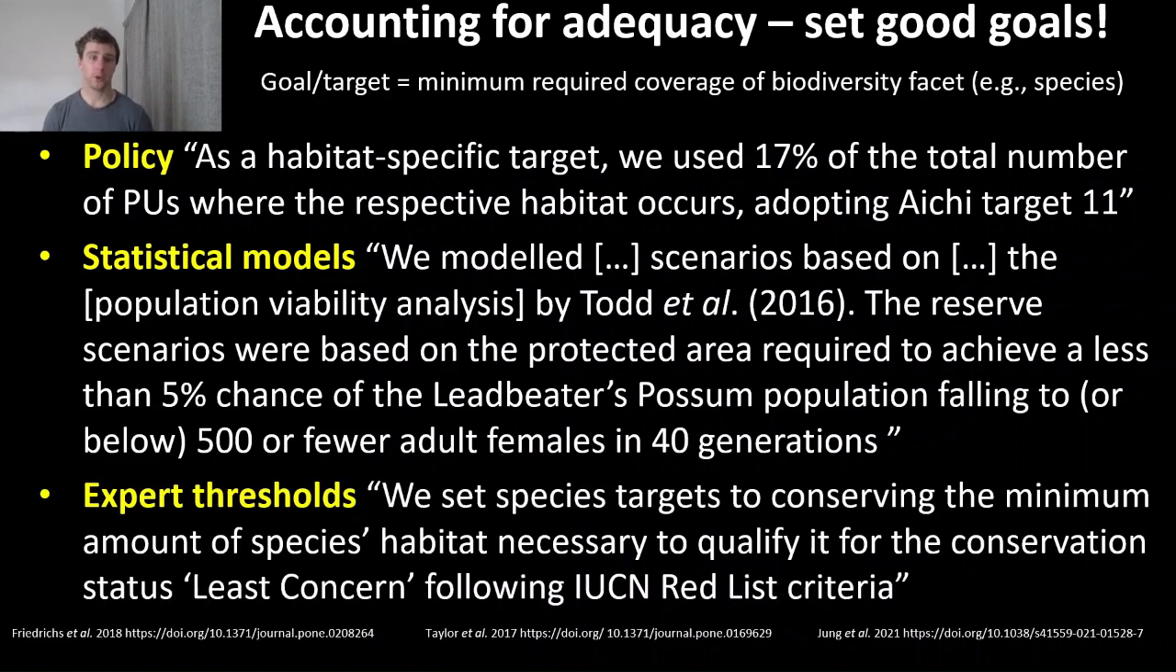The third approach is using expert thresholds or expert information to set the goals. So one approach might be to set goals based on minimum habitat requirements according to national or international threat classification systems. So for example, you could set thresholds based on the minimum amount of habitat needed for species to qualify as least concern on the IUCN Red List. Or you could implement other kinds of thresholds based on national threat classification systems, such as the New Zealand Threat Classification System, or NZTCS.